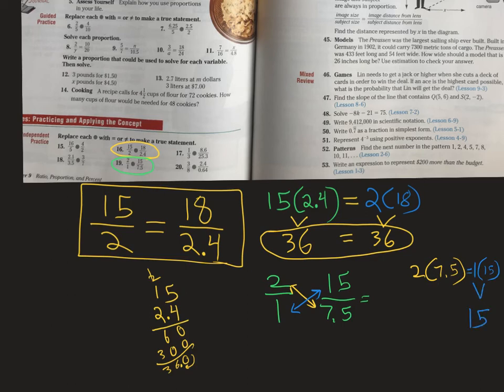1 times 15 is 15. 2 times 7.5. Hopefully you can do that without a calculator. It is 15 as well. So, oh, look at that. They, in fact, are the same. So it means that is a proportion. They are equal. Okay, let's jump to the next part.